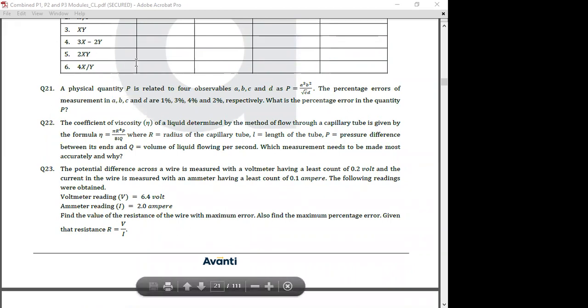So let us see question number 23, guys. Just try to remember the basic formula of class 10th, and the formula is also given. The potential difference across the wires measured, least count is 0.2. Remember this. But what is the meaning of least count? Logically, think, what is the logical meaning of least count?